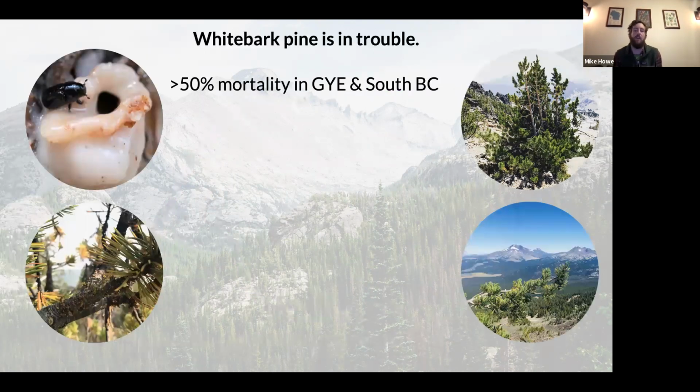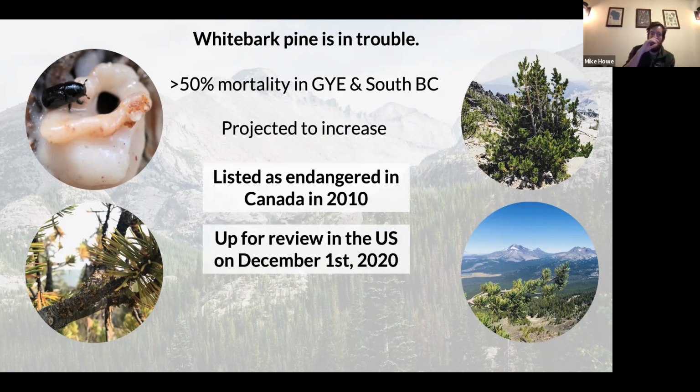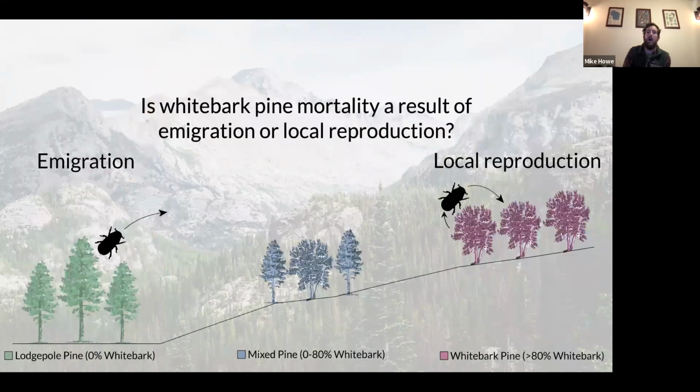So because of this, and also because of an invasive fungal pathogen, white pine blister rust, it's estimated that we've lost more than 50% of all whitebark pine in both the Greater Yellowstone ecosystem and southern BC. Because of this, and because it's projected to increase, whitebark pine was listed as an endangered species in Canada in 2010, and it was just announced that it's up for review in the US at the end of last year.